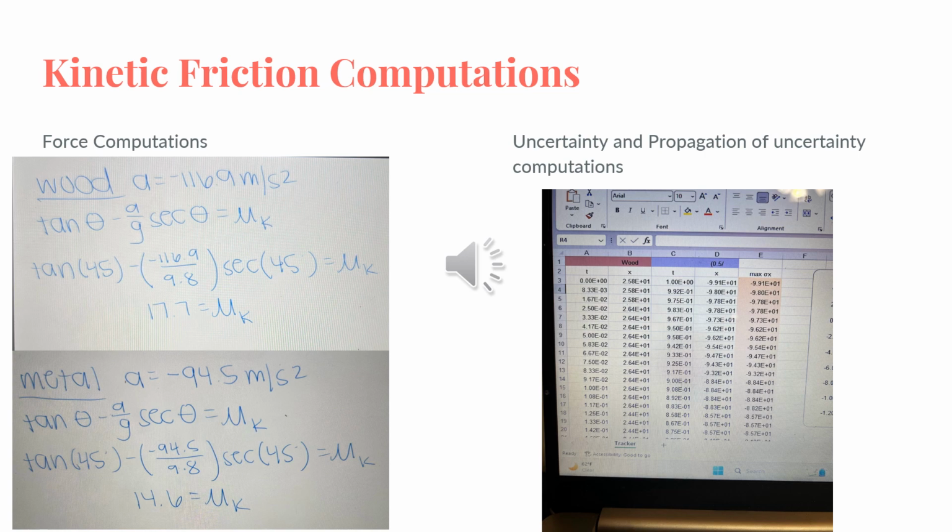Here, we've included our calculations to find the kinetic friction that was exerted during this experiment. We have also included a sample of our data that helped us calculate our propagation of uncertainties for the kinetic friction force of both the wooden and metal blocks.